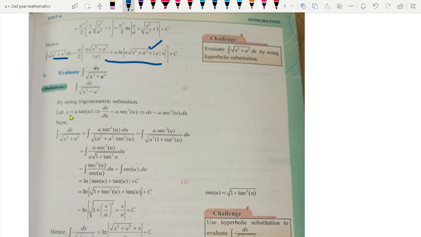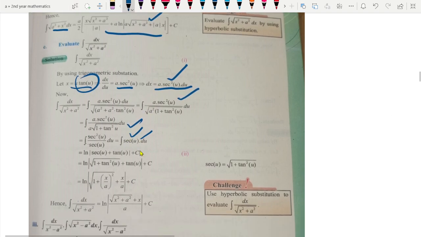You will let x is equal to a tan of u. So this will become this one. In place of dx we will write this one. In place of x square we will write this one. So putting all the values and simplifying this one, at the end we will get only secant of u. The integral of secant of u is equal to this one. So this is our final result.